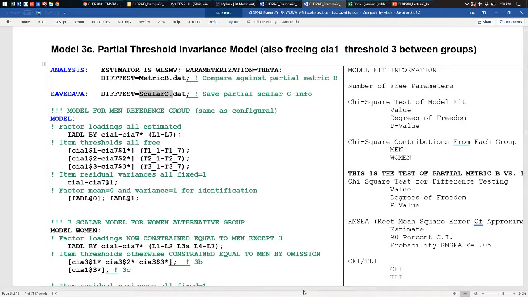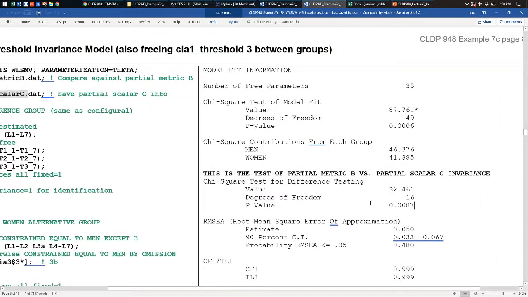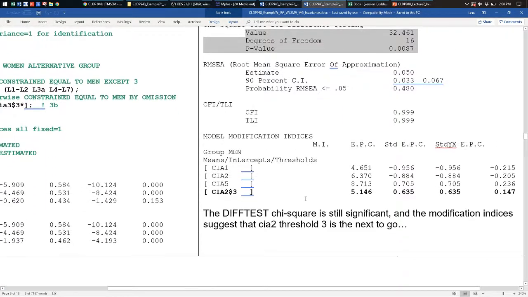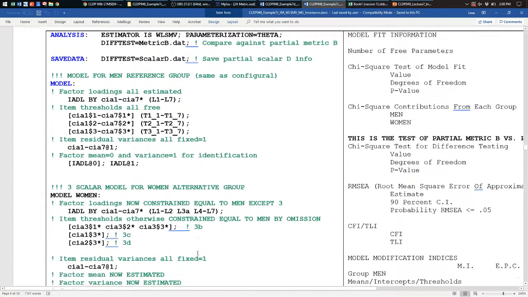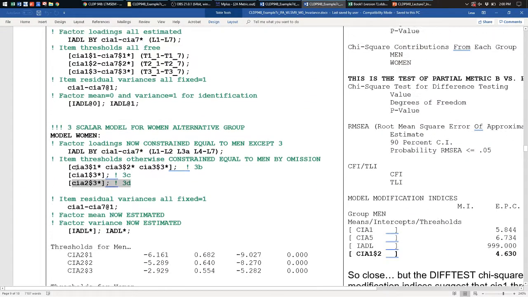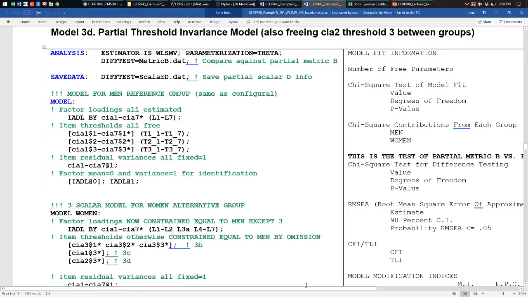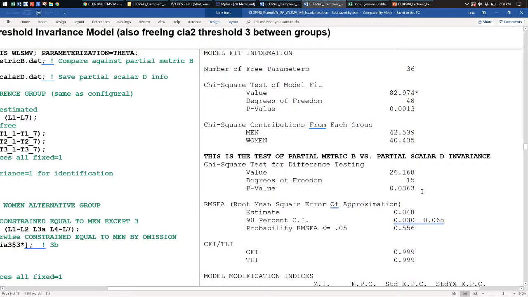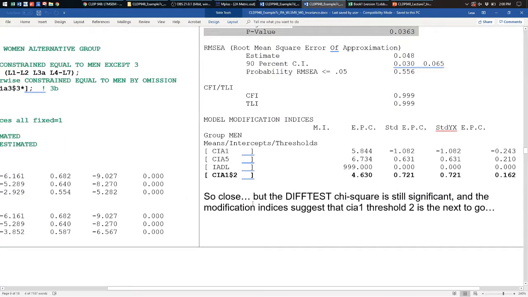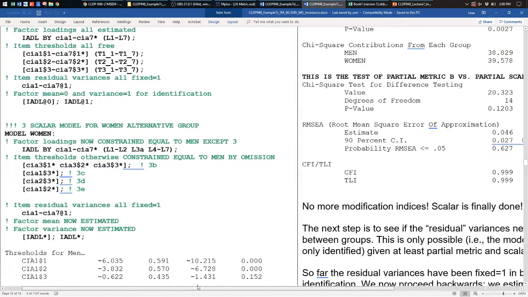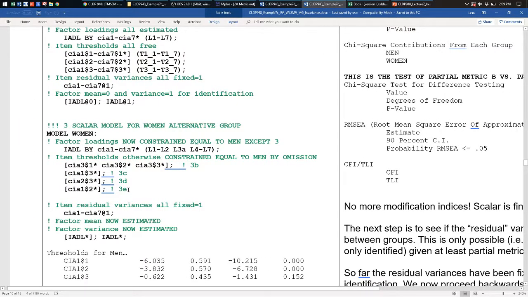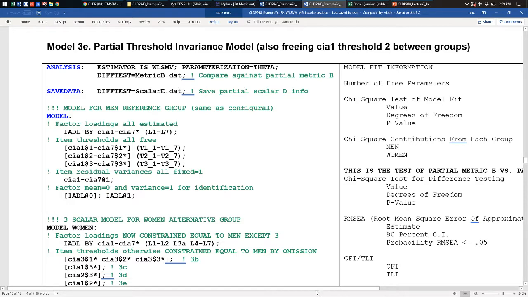Scalar C. Heading in the right direction, not there yet. Item 2, threshold 3 looks like the next to go. Add it here, up to scalar D. Still not there yet. Now I'm at item 1, threshold 2. Scalar E. Pick that up.